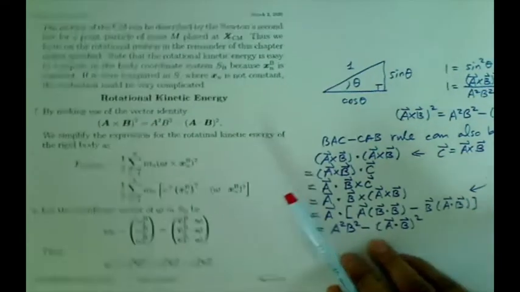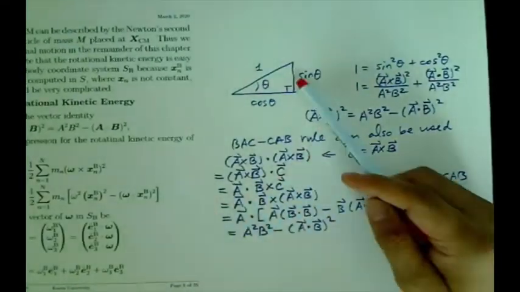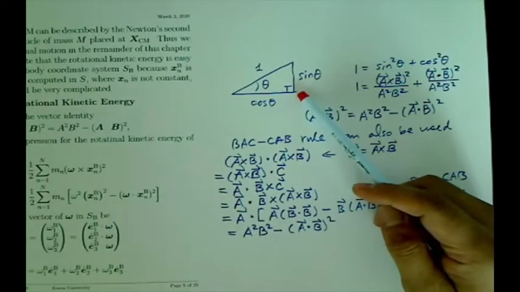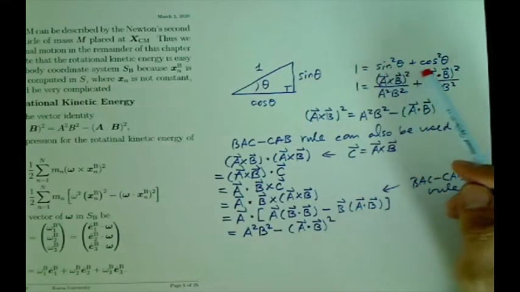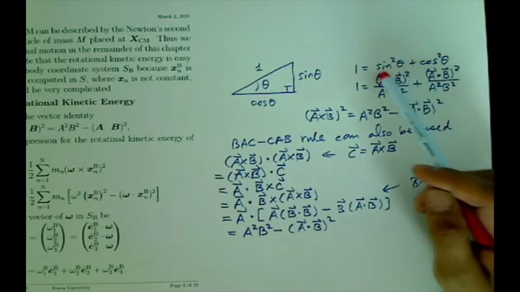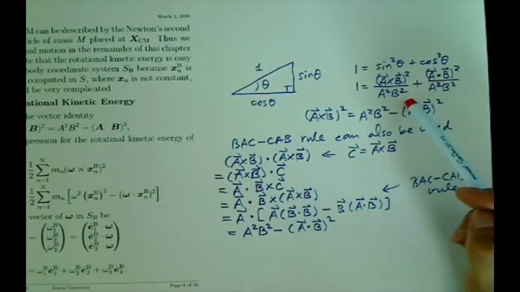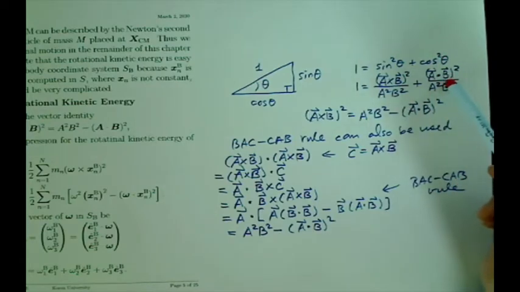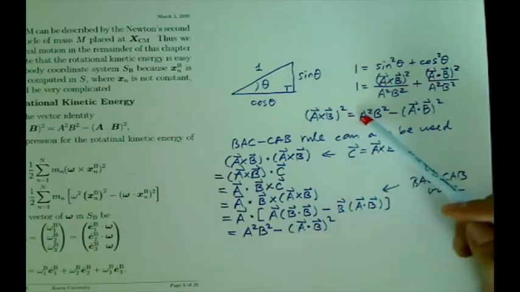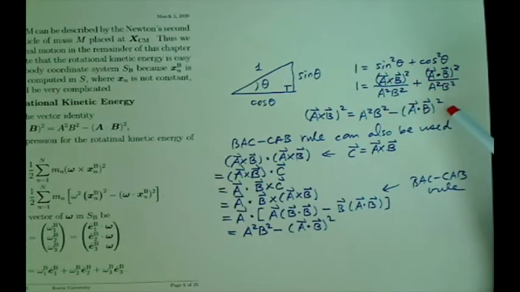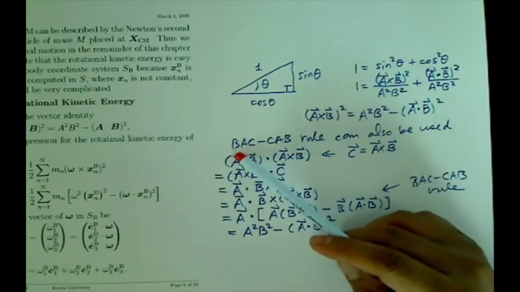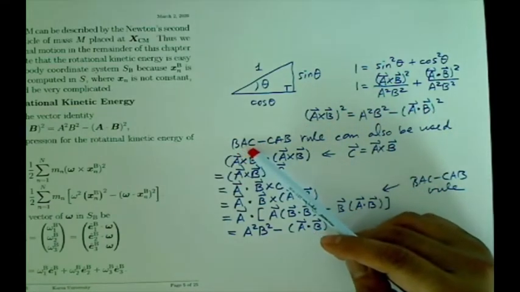That expansion can be simply made by considering the Pythagorean theorem. Sine squared plus cosine squared is 1, where sine squared is the cross product of A and B squared divided by A squared B squared, and cosine squared is the scalar product of A and B squared divided by A squared B squared. Reorganizing this identity, we find the cross product squared is A squared B squared minus (A dot B) squared. This formula can also be derived by making use of the BAC-CAB rule.